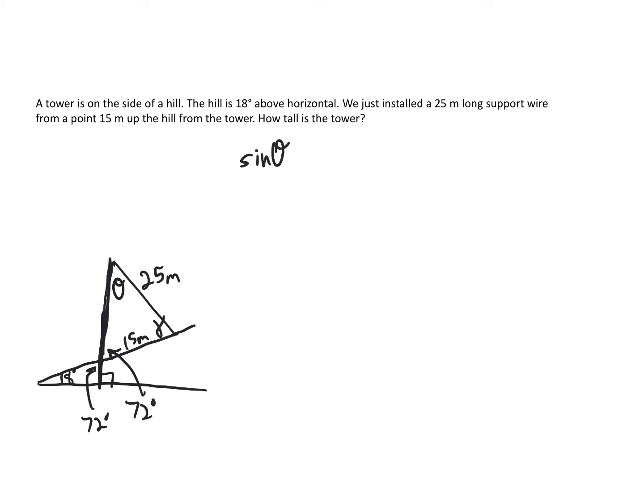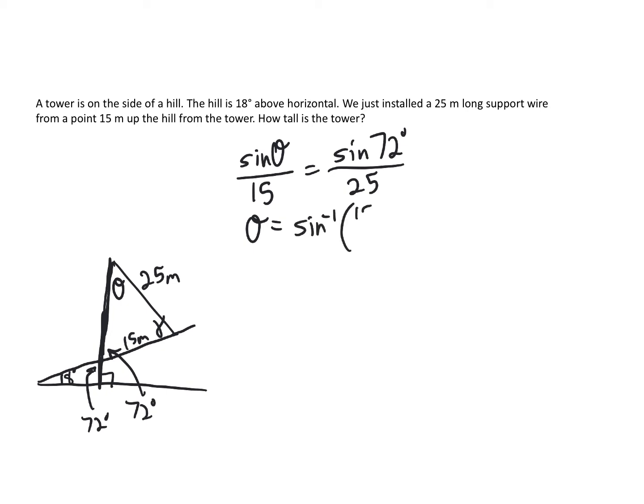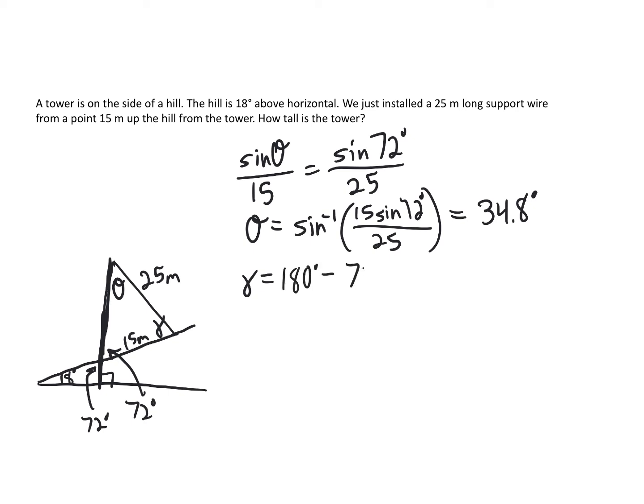Sine theta over 15 equals sine 72 over 25. Rearrange, we'll get theta equals sine inverse of 15 sine 72 over 25, which is about 34.8 degrees. Once you have that, you can do gamma equals 180 minus 72 minus 34.8, which is 73.2 degrees. So now we know all the angles of the triangle.